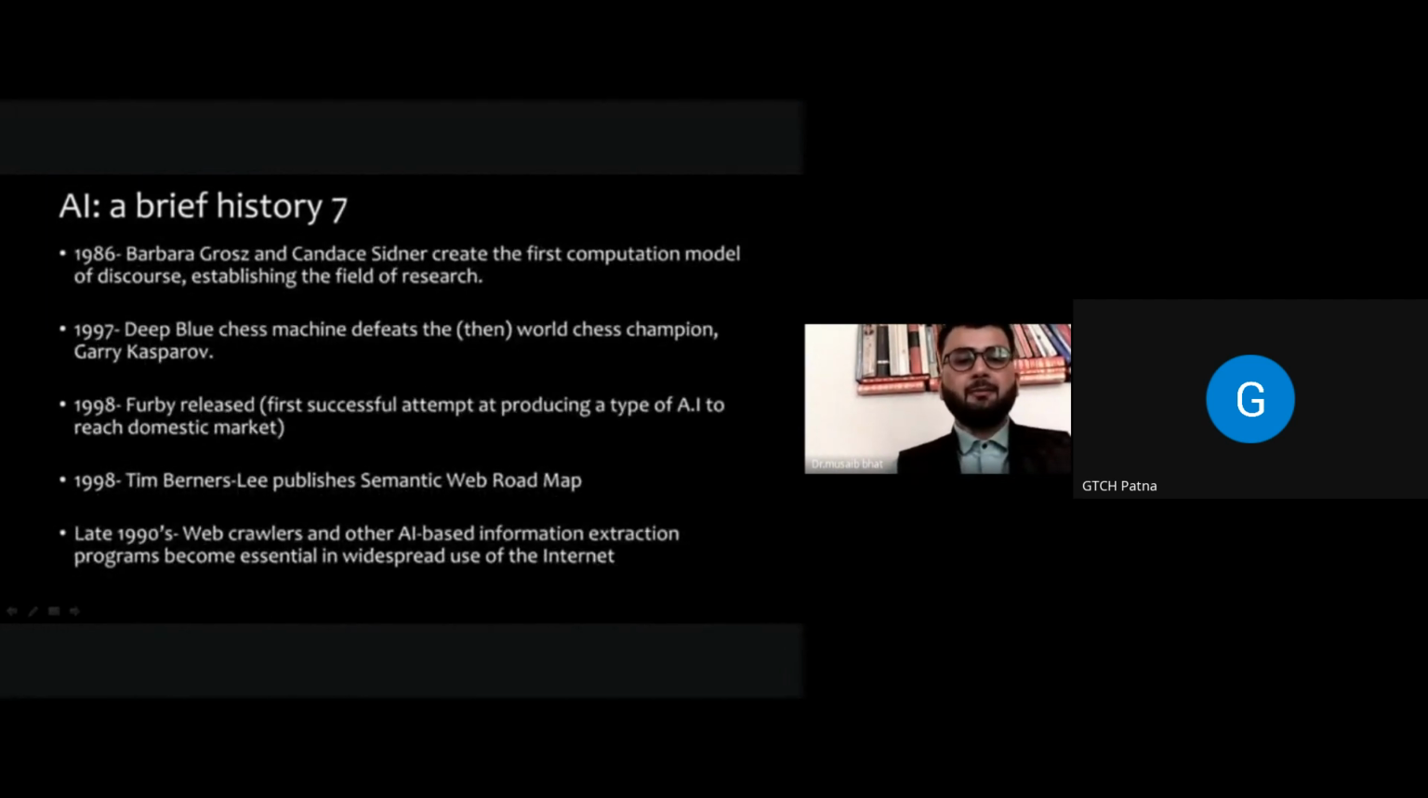In 1986, Barbara Grosz and Candace Sidner created the first computational model of discourse, establishing the field of research. In 1997, the Deep Blue chess machine defeated the then world champion, Garry Kasparov, if anybody knows him. He was a Russian chess player who was number one, and he was defeated by this chess machine. In 1998, Furby was released, the first successful attempt at producing a type of AI to reach the domestic market. In 1998, Tim Berners-Lee published the Semantic Web Roadmap. In the late 1990s, web crawlers and other AI-based information extraction programs became essential in widespread use of the internet.